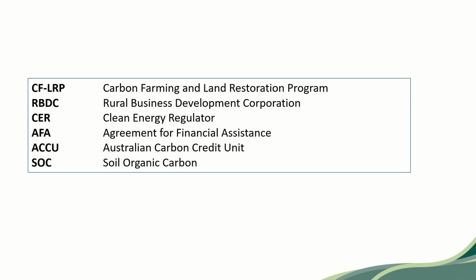AFAs are Agreements for Financial Assistance. ACCUs are Australian Carbon Credit Units. And then SOC is Soil Organic Carbon. Hopefully I don't throw too many more in there as we go through.